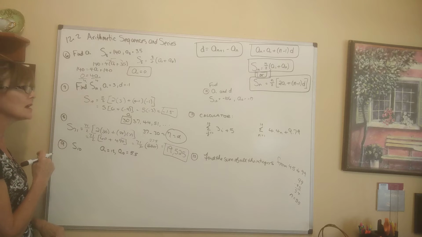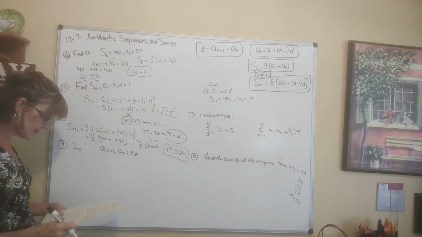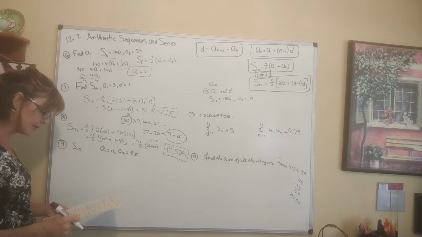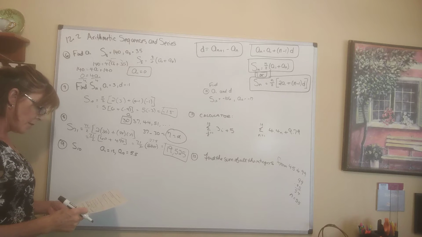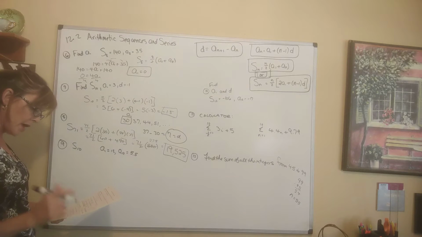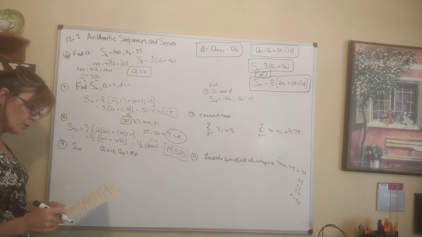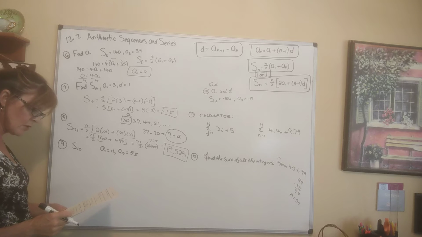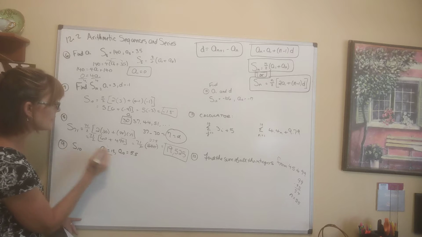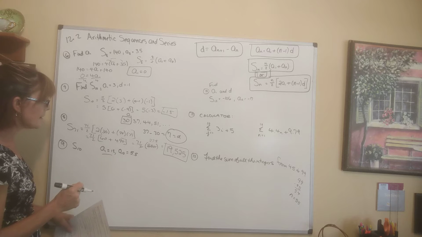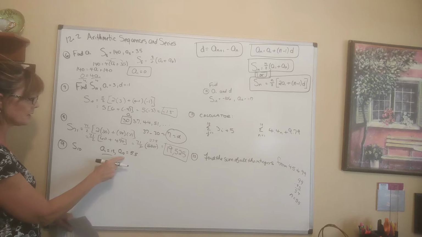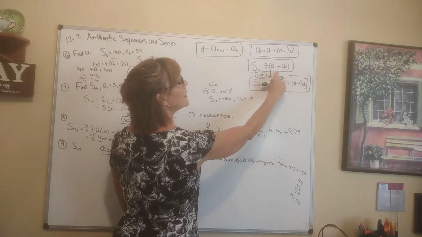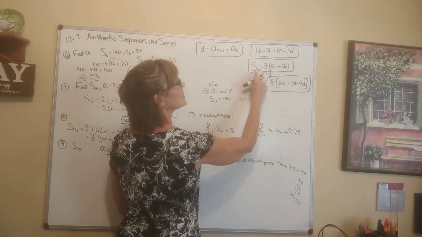All right, number 9. It says, evaluate S sub 10, and we already know that means the sum of the first 10 terms of the arithmetic sequence where A sub 1 is 12 and A sub 10 is 5.5. So they gave me A sub 1, and they gave me A sub 10. I know A sub 1 and A sub 10, so I can find S sub 10.